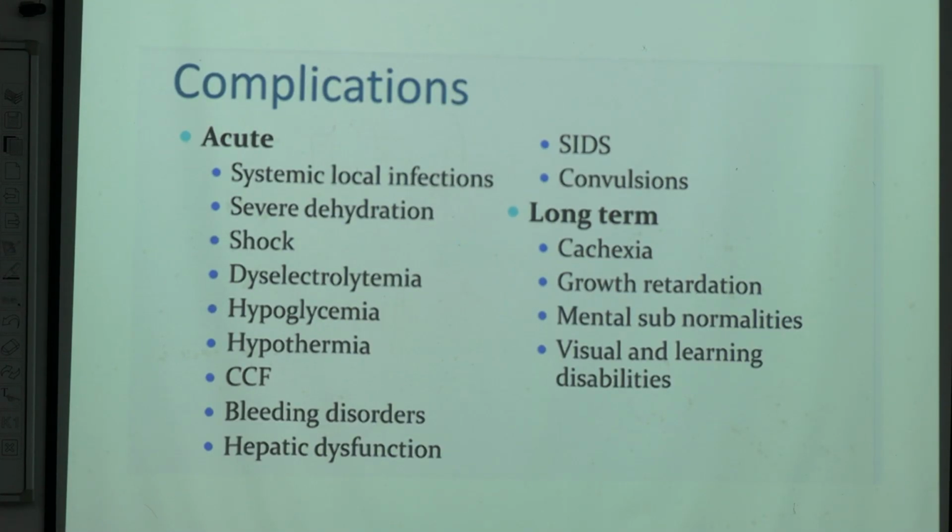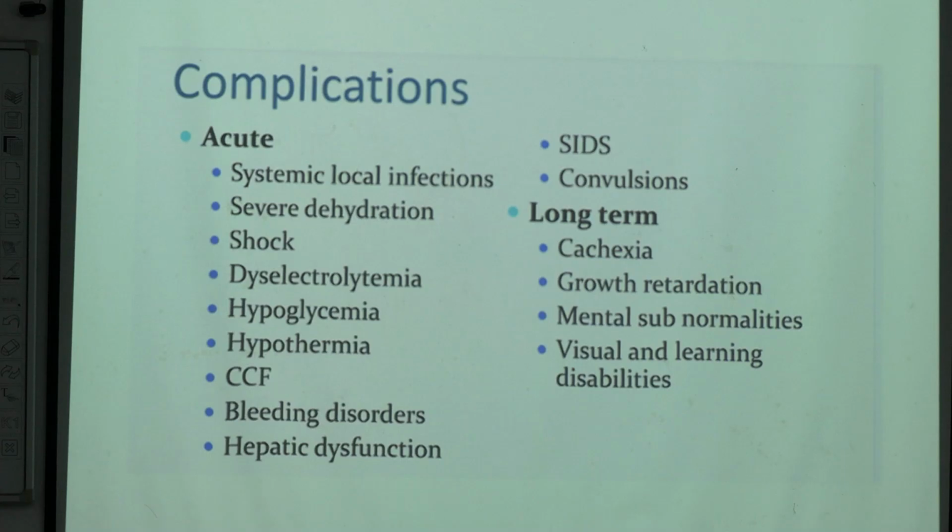What are the complications? Plenty of complications are there. You can have dehydration, shock, systemic and local infections, dyselectrolemia, particularly hyponatremia, hypokalemia, hypoglycemia, hypothermia. Hypoglycemia means sugars drop down. Hypothermia means the child has suddenly become cold. Then congestive cardiac failure, bleeding disorders, hepatic dysfunction, liver problems, sudden infant death syndrome. The child suddenly dies with no cause.